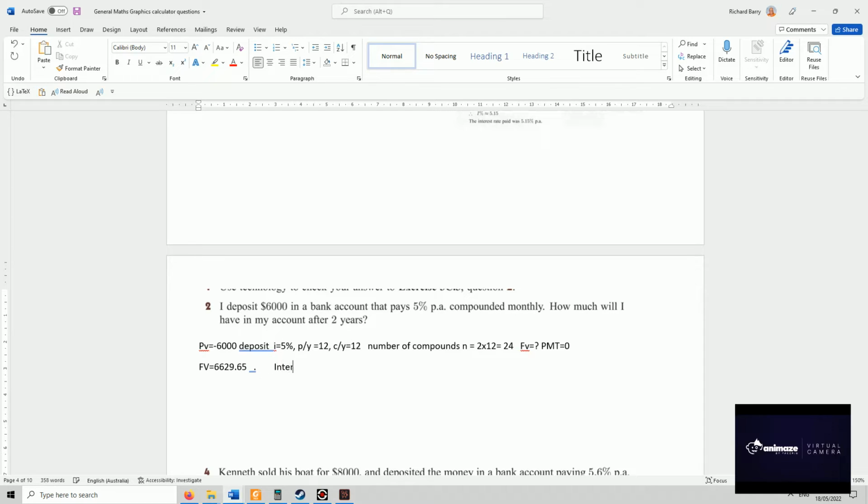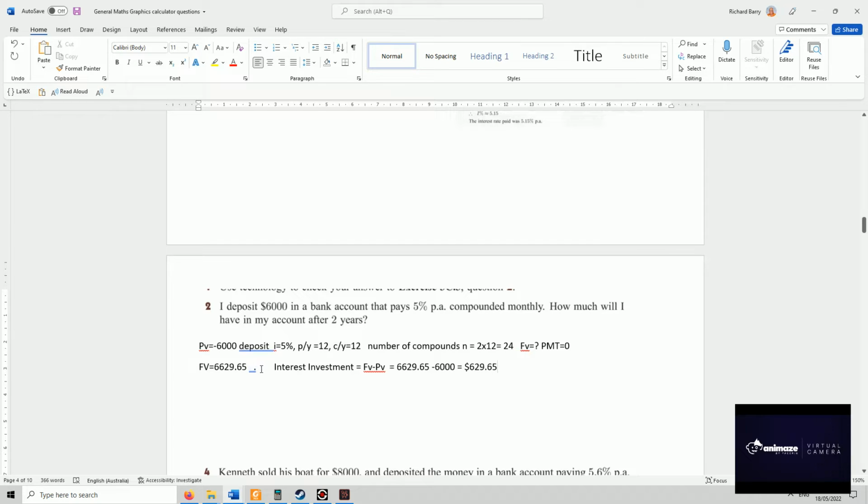Hey, what would the interest be? And for an investment, the interest, so I'll make that clear, interest would equal the future value, take the starting value. So in this question it will be 6629.65 subtract 6,000, which would be 629.